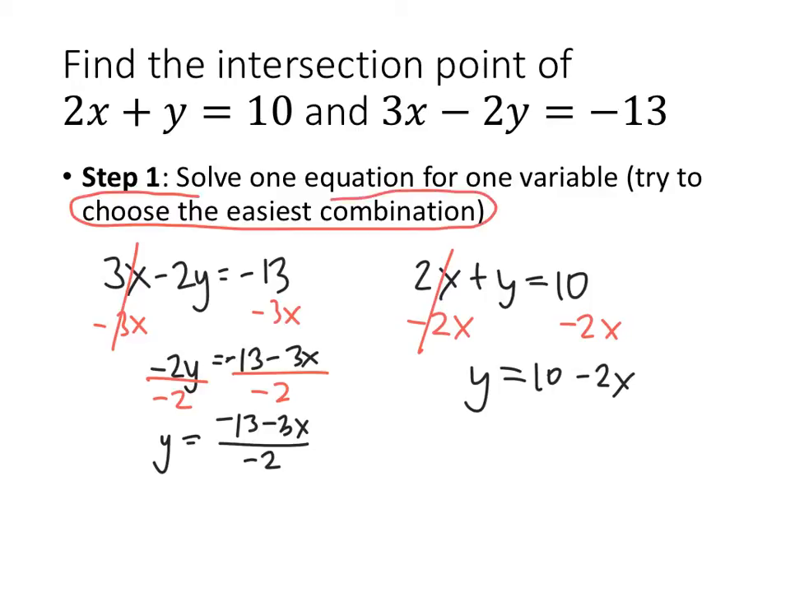So I'm going to choose this second one. I'm going to use this y equals 10 minus 2x for my next step. It's not wrong to use this more complicated solution that we got over here. It's just going to make our lives harder if we choose that more complicated method. So choose the easiest combination you can find. Try to avoid creating ugly fractions with lots of minus signs. Try to make your life easier by choosing the easiest combination.